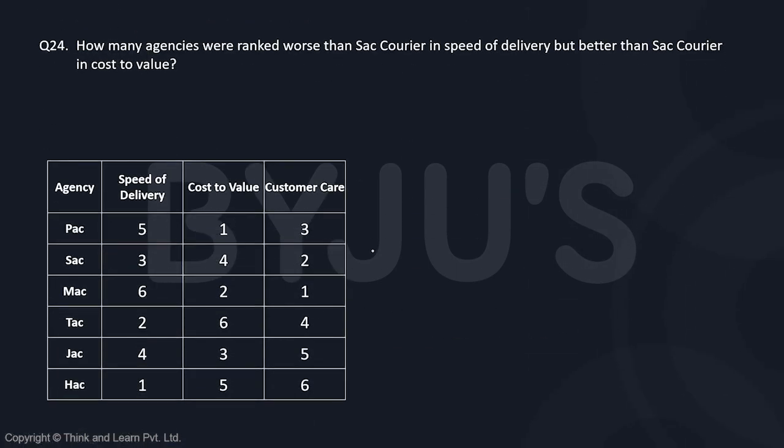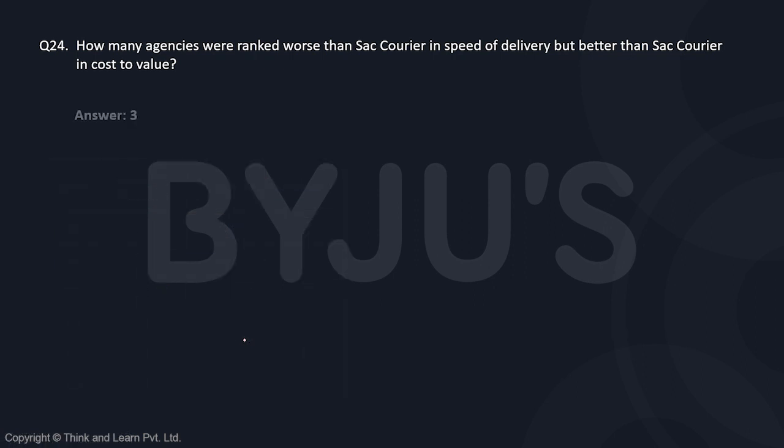And how many agencies were ranked worse than SAC in speed of delivery? Worse than SAC are these 3 in speed of delivery, but better than SAC in cost of value. So better than SAC in cost of value are again the same 3. So same 3 are worse than SAC in speed of delivery, better than SAC in cost of value. So all 3 of them are the answer for us.